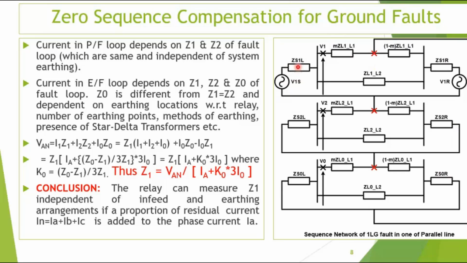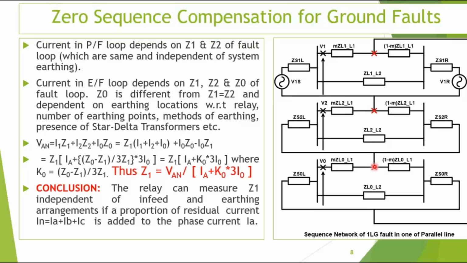Source impedance positive sequence, negative sequence, zero sequence. And it gets connected like this. If there is a fault resistance, then fault resistance will come in this path. Here the fault resistance will come into picture. And then if there is a fault resistance, then this cross will be after the fault resistance, because the cross represents the point of fault.